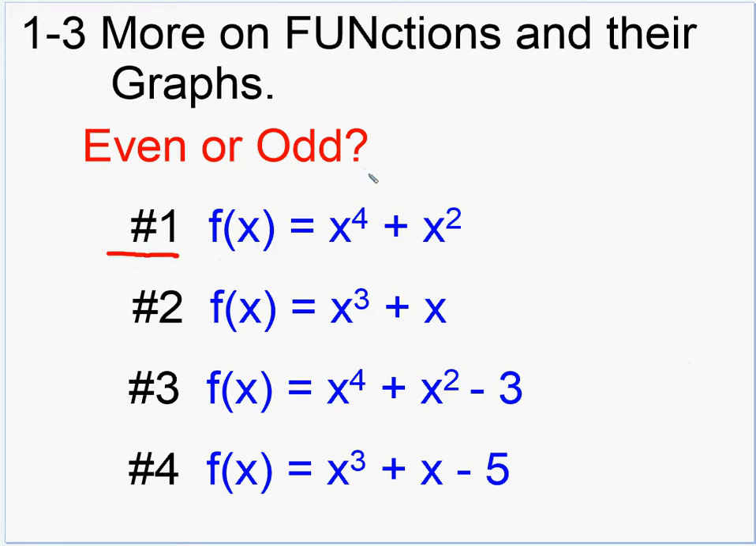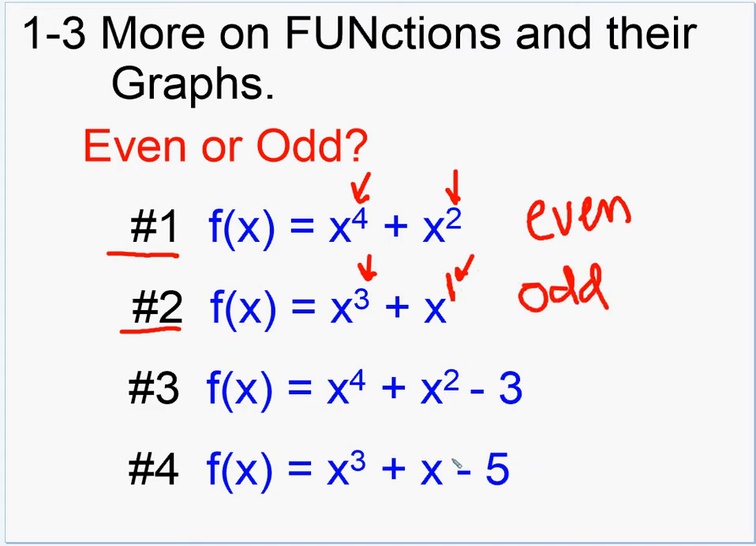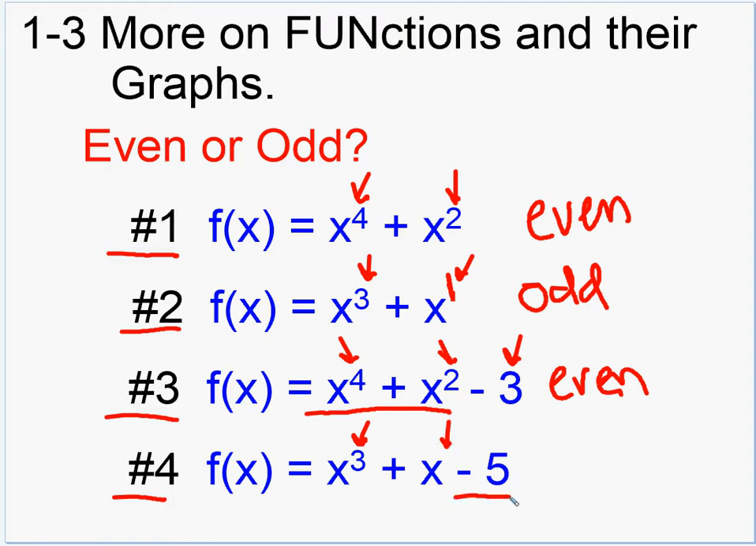All right, number 1, even exponent, that's an even function. Number 2, odd exponent, there's an implied 1 there, so that's also an odd exponent. That makes it an odd function. Now we got some constants that come into the mix here. So number 3, even exponent, so it looks like an even function. And remember, constants do not throw off y-axis symmetry. So this is an even function. Number 4, odd exponent, but here the constant is going to slide you off your origin symmetry. So here we have a neither. It's not even, it's not odd, it's neither.